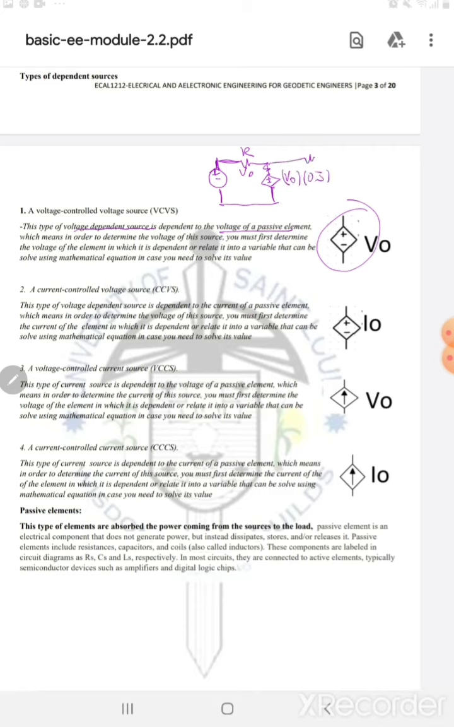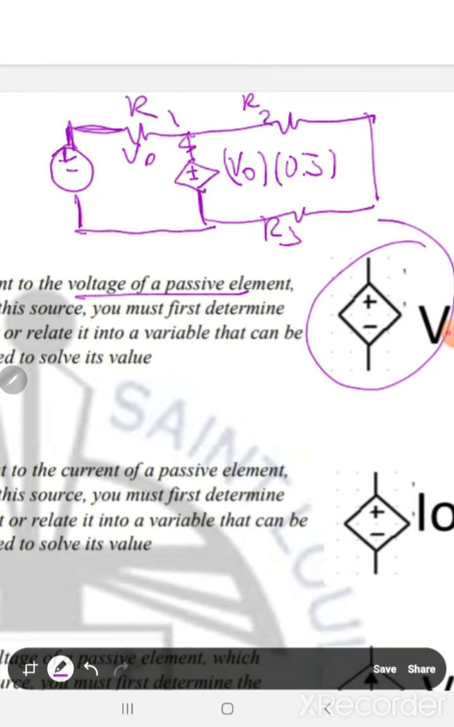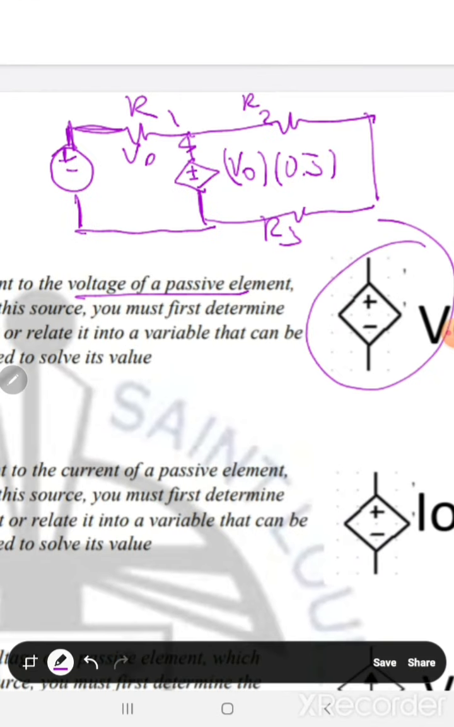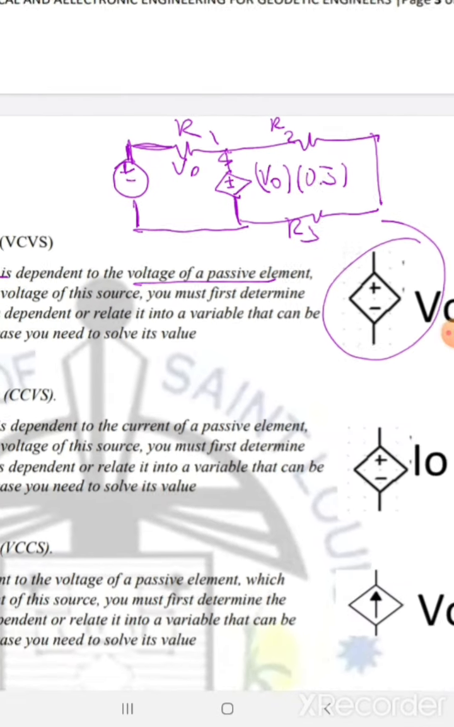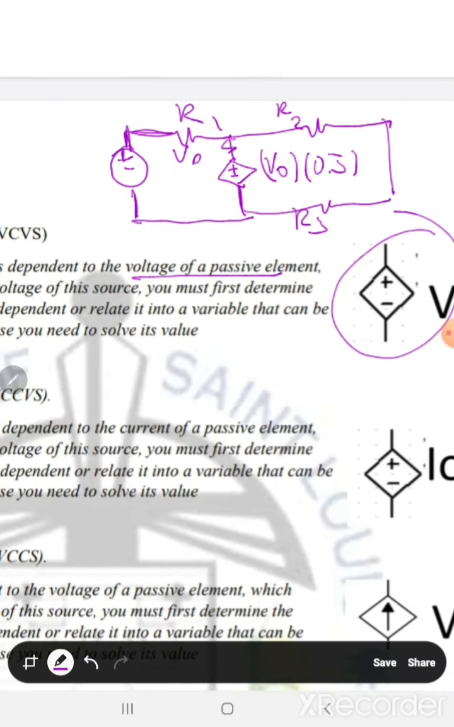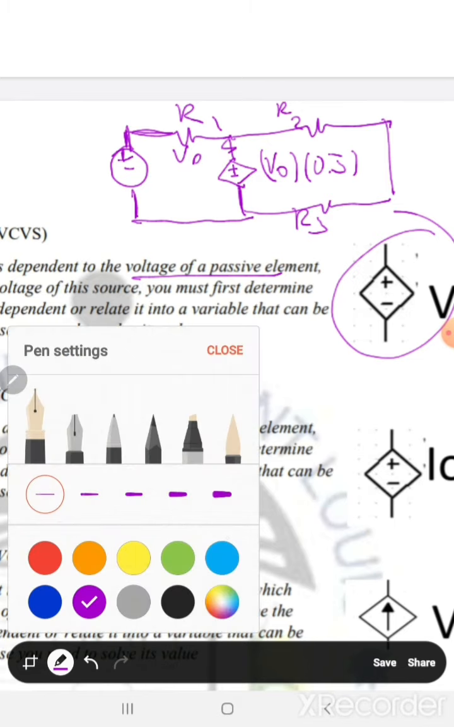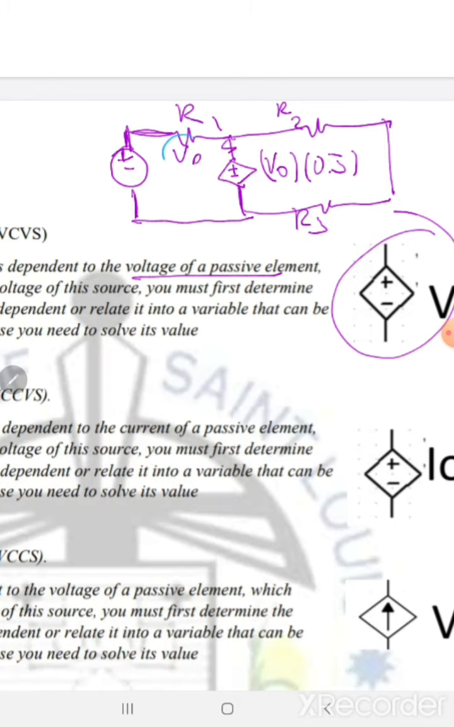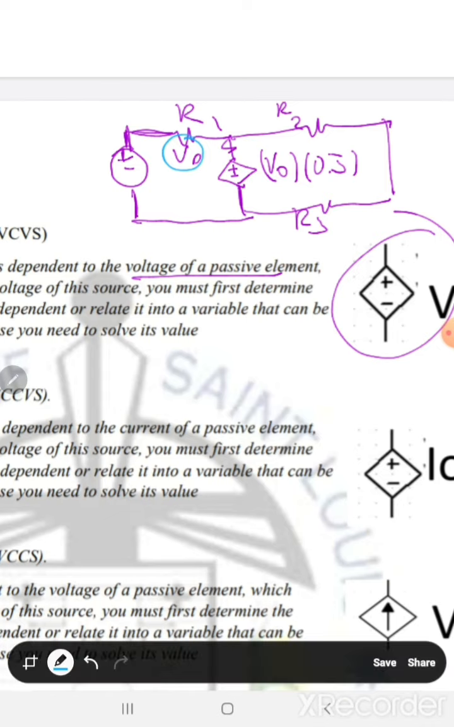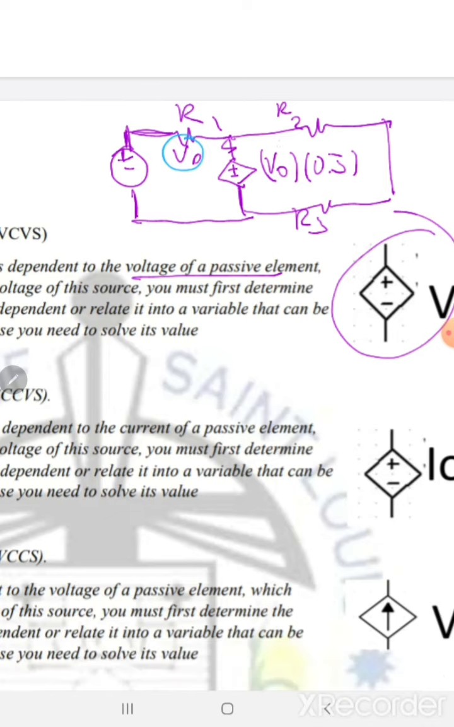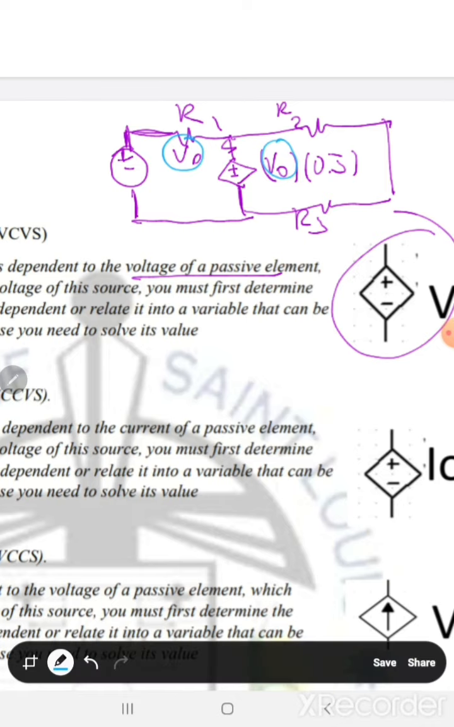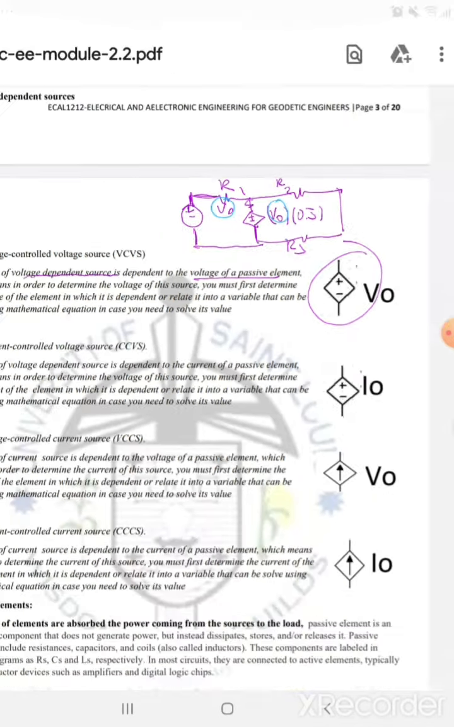We have your R1, R2, and R3. This circuit means that your voltage dependent voltage source is dependent on the voltage of this element. Pag iba yung voltage ng element na yan, ibig sabihin, nag-vary din tong VO mo. It is dependent on your VO. That is your resistor. That is your dependent voltage source.